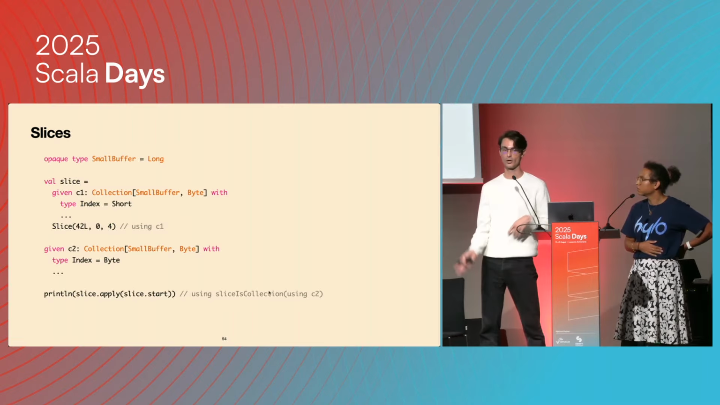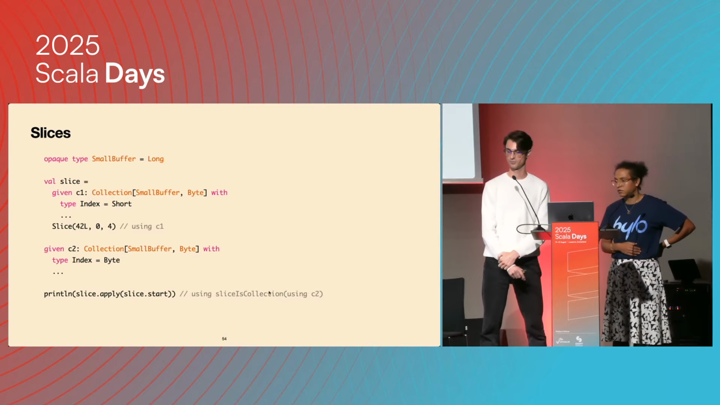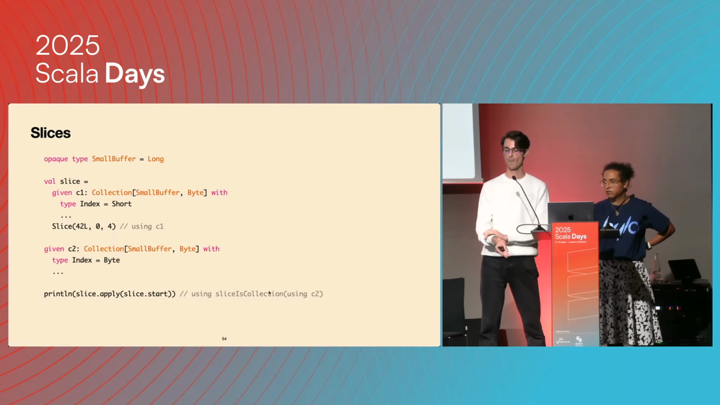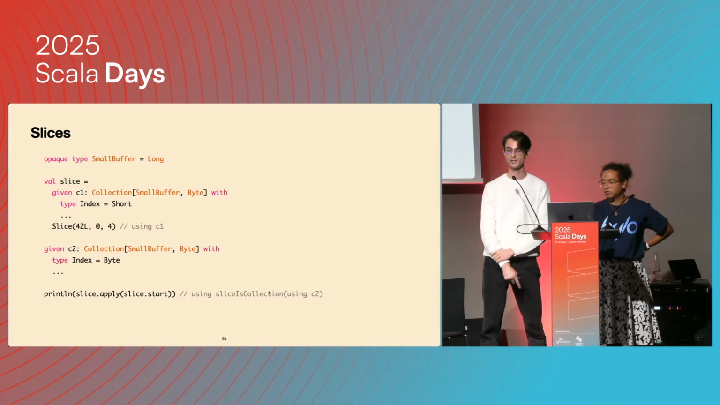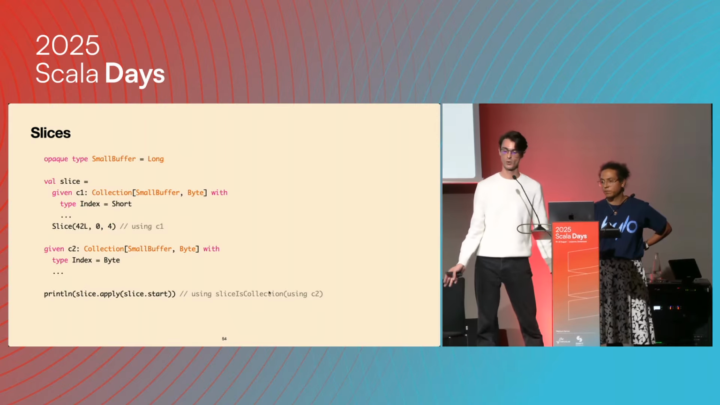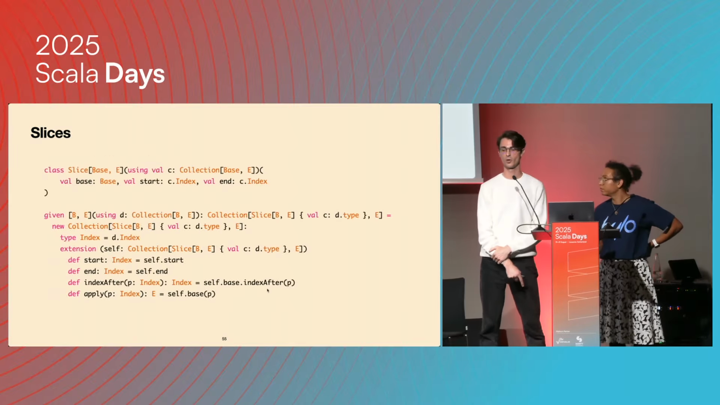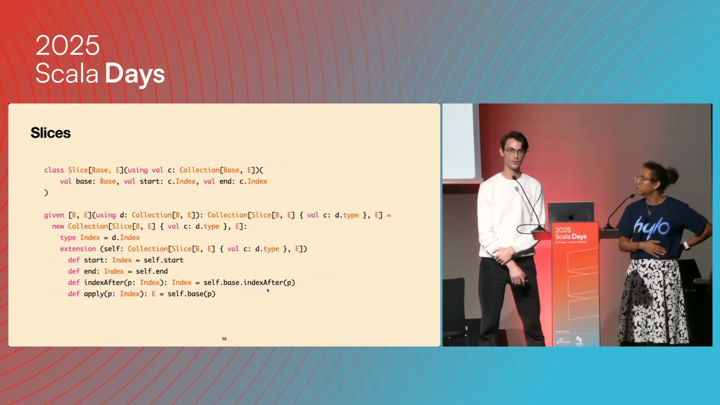Next, we pack a long into this slice class. We escape this class into the outer scope, where we also happen to define that small buffers are collections of bytes, where we now say indices are bytes also. If we were to now use the start index, which was constructed under the assumption that indices are shorts, in the scope where we have said small buffers are collections where the indices are bytes, we would obviously get a runtime error. So our compiler is right to reject our original definition.